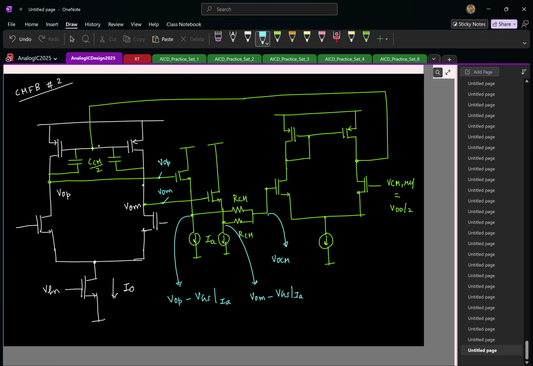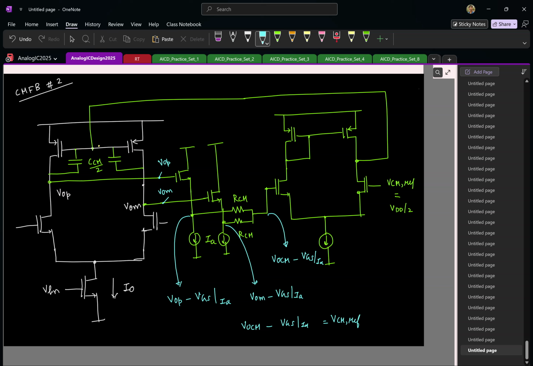That is the actual VOCM you want, VOP plus VOM by 2. In addition to that, you have, correct? So which means now your common mode feedback is trying to make sure this voltage is equal to this voltage. So which means now your VOCM is not equal to VCM ref. It is equal to VCM ref plus that VGS, or I will say it is making VOCM minus VGS at that current to be equal to the VCM ref.